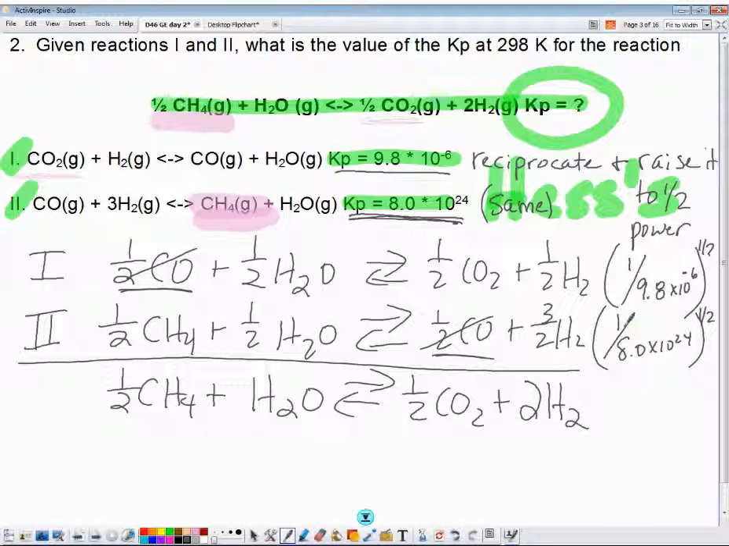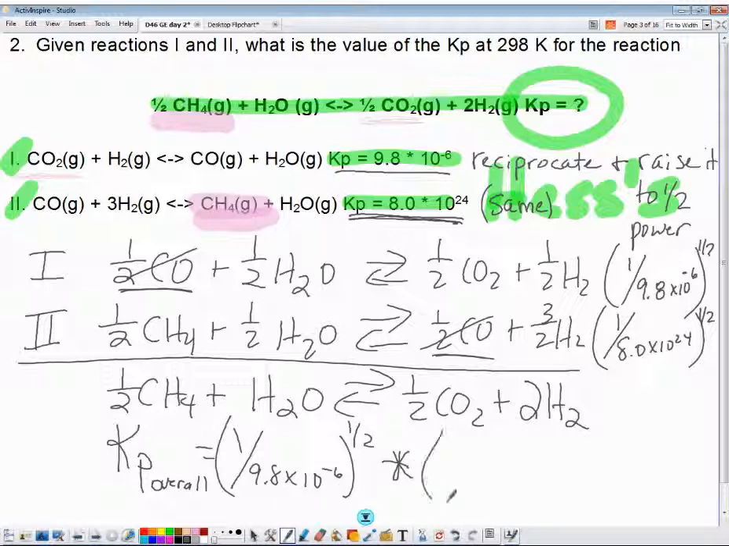Now, those two values, in order to get the Kp of the overall reaction, you're going to take 1 over 9.8 times 10 to the negative 6 raised to the 1/2 power and multiply it by 1 over 8 times 10 to the 24 raised to the 1/2 power. Now, I know you can do the math, so I'm not worried about us putting the math up here. It's the process. This is the chemistry. I trust that you can do the math.